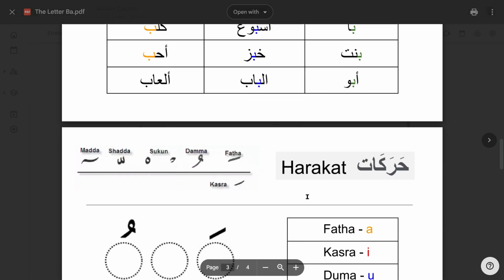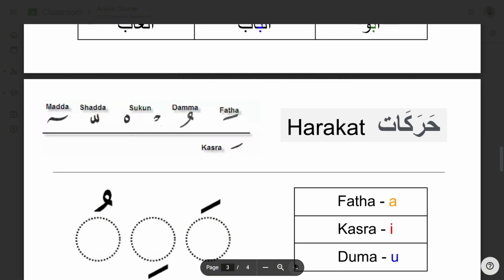All right, let me introduce the haraka. The haraka is going to be the symbols on top and at the bottom of words. So this is the alphabet. This is a word. It has different letters. On top and at the bottom, there's different symbols. These symbols were made for the non-Arabs, me and you, to learn how to read. So what we're concentrating on is some, and then later on in the program, I'll introduce more advanced ones.